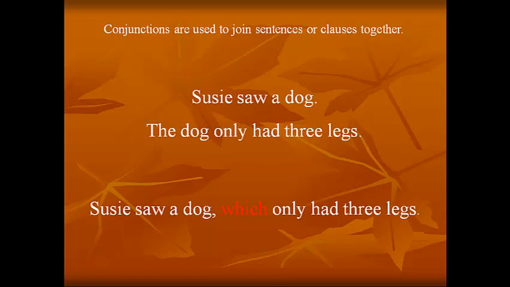Conjunctions are used to join sentences or clauses together. For example, Susie saw a dog. The dog only had 3 legs. To combine this, Susie saw a dog which only had 3 legs.